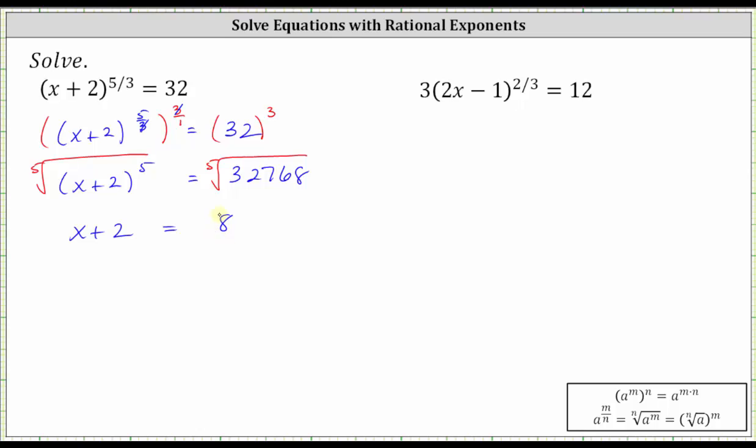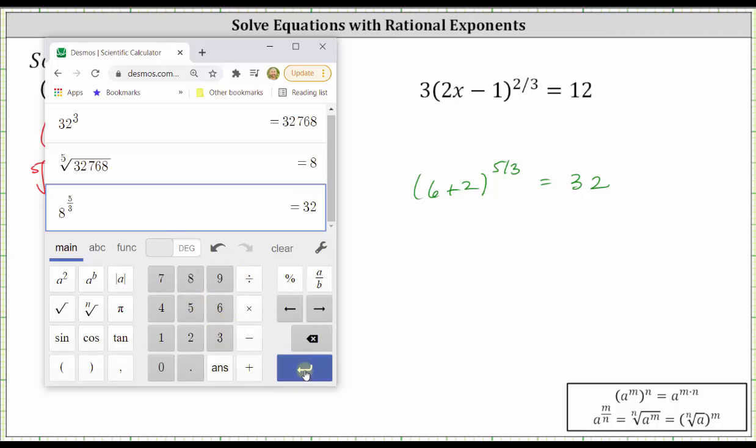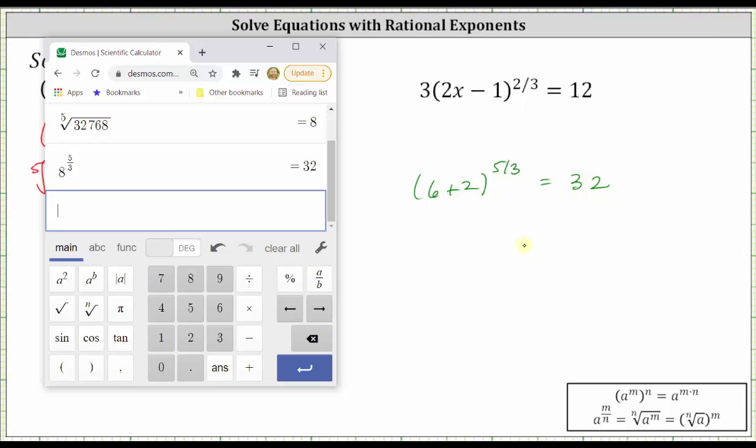The next step is to subtract 2 on both sides of the equation to solve for x. Simplifying, we have x equals 6. And let's check this by substituting 6 for x back into the original equation. If we substitute 6 for x, we have the quantity 6 plus 2 raised to the power of 5/3 equals 32. Let's just verify the left side of the equation is equal to 32. 6 plus 2 is equal to 8, giving us 8 raised to the power of 5 divided by 3, which is equal to 32, verifying our solution is correct.